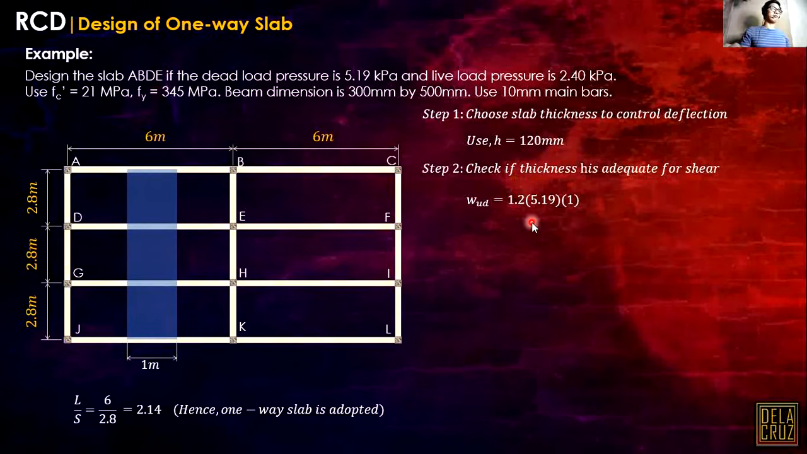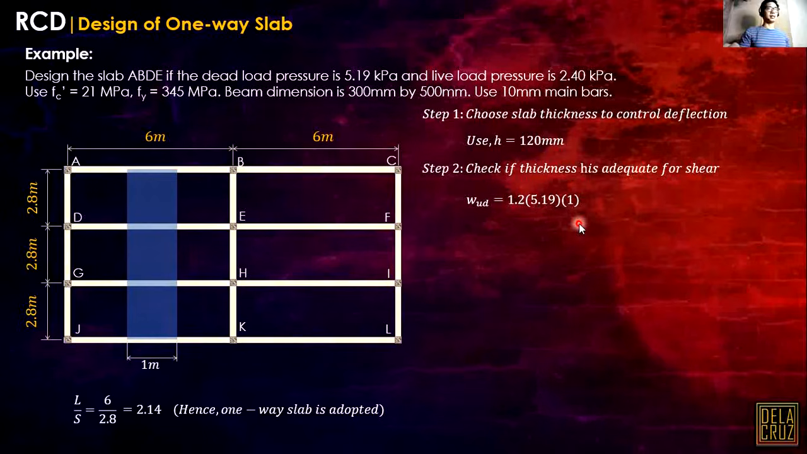Okay, we have the factor here, 1.2. The pressure is 5.19. But take note, we are considering a 1 meter strip here. Or even if we make it 6 meters, it's the same, the design that we get later. Because spacing is what we are designing here. Even if we use 6 meters or any length, the result will still be the same. But for simplicity, a 1 meter strip is really advisable because it's easier. Okay?